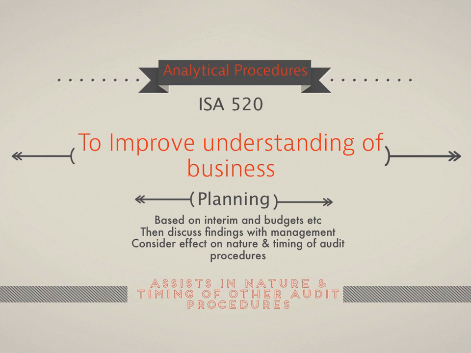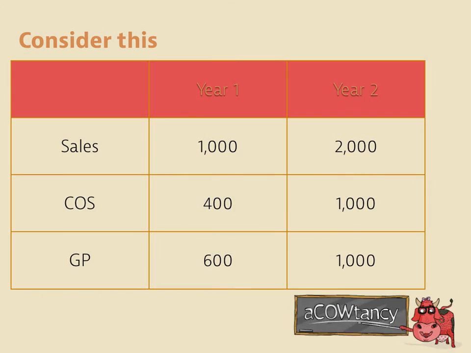So analytical procedures then, used in the planning stage. They are used in other stages as well, but let's have a look at it used in the planning stage. Obviously then it's going to be based on interim accounts and budgets and things like that. And we have to consider, we're using them to try and help us focus on where we should be looking at most in the accounts, okay? And I think this is best explained by a little example.